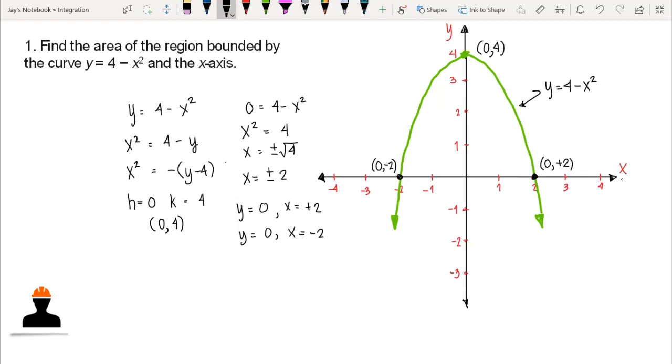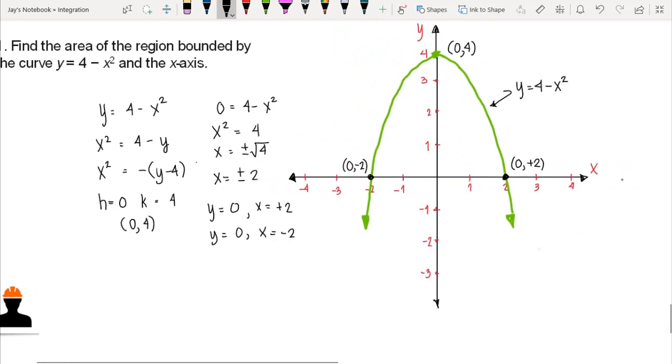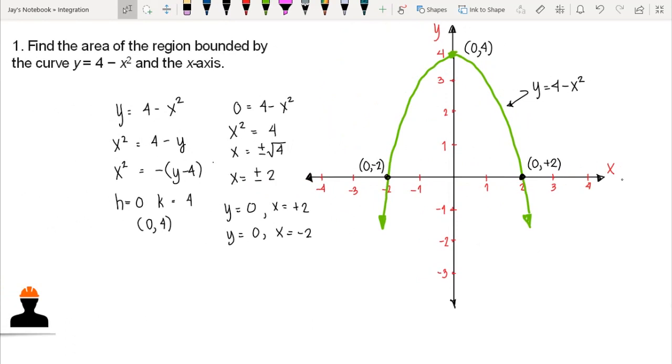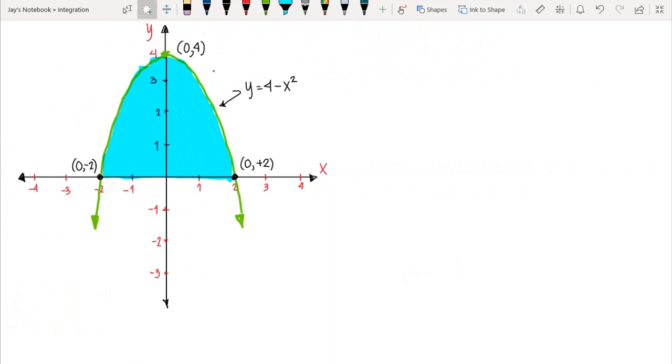Okay, so we have already drawn the parabolic curve in our Cartesian coordinate system. So we can now proceed to the computation of the area. Now take note, our problem here asks for the region that is bounded by 4 minus x squared and the x-axis. So therefore, we have this entire area to compute. So we need to calculate the area that is bounded by this curve and the x-axis. So this shaded region, we are going to calculate the area of the shaded region.